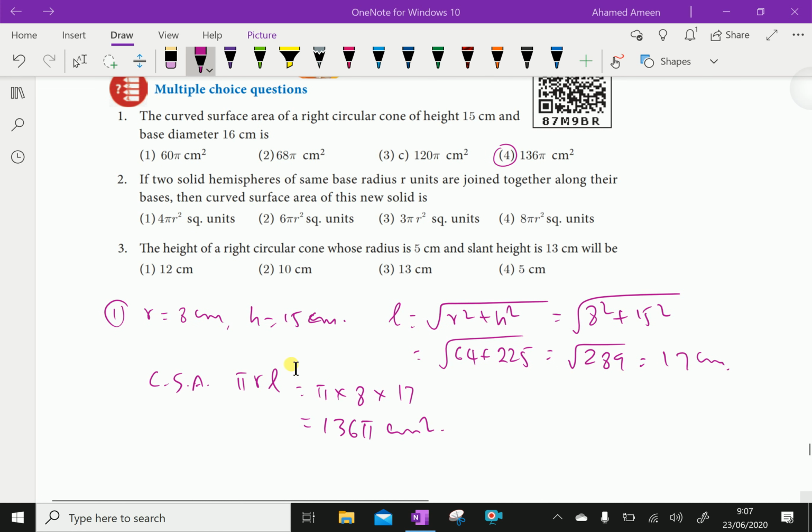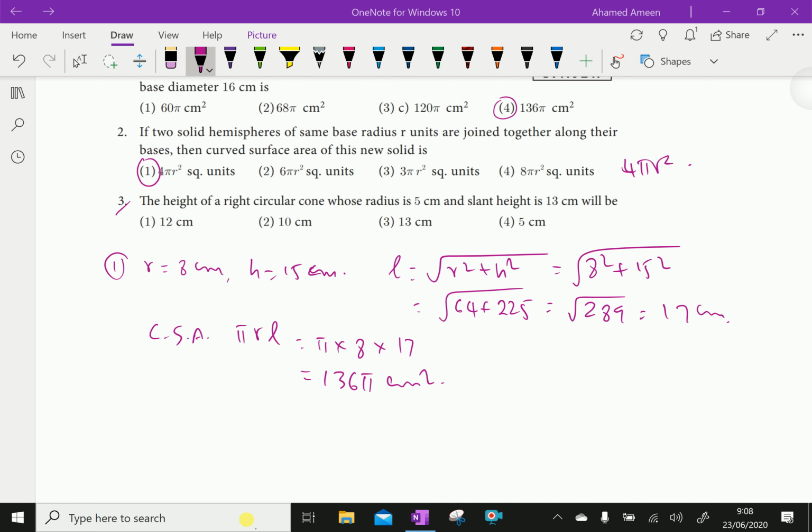If two solid hemispheres of same base radius are joined together along their bases, then the curved surface area of the new solid. The new solid becomes a whole sphere. So curved surface area of a whole sphere is 4 pi r squared. The option is 1.